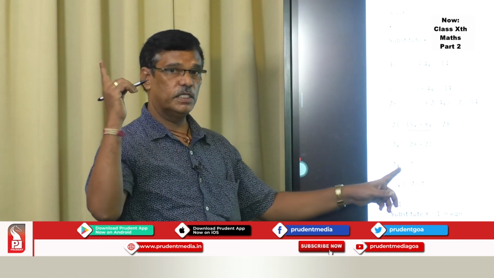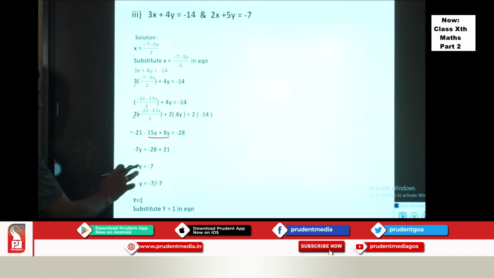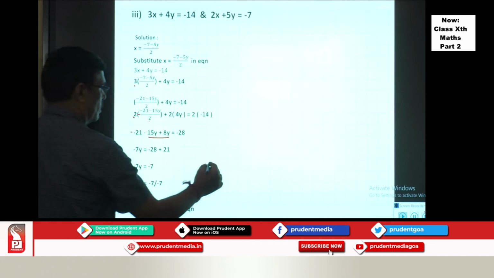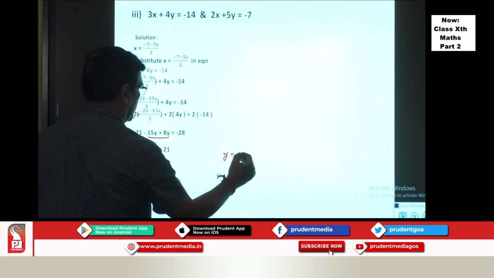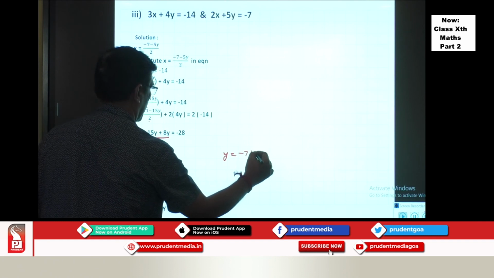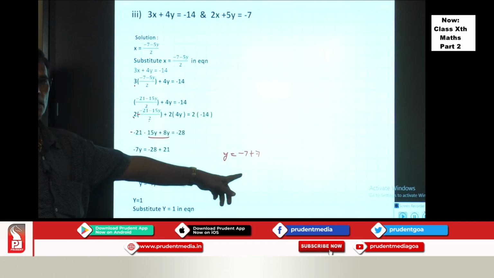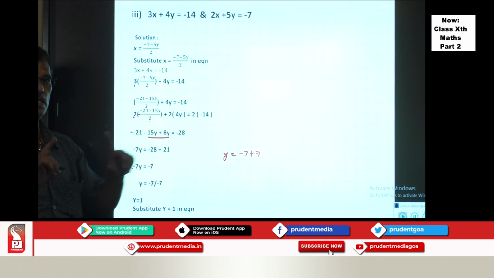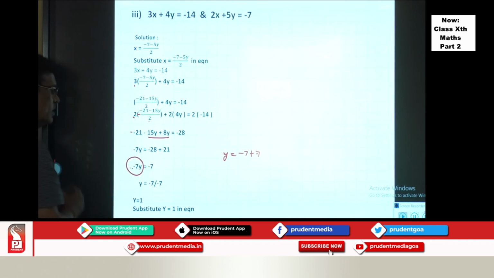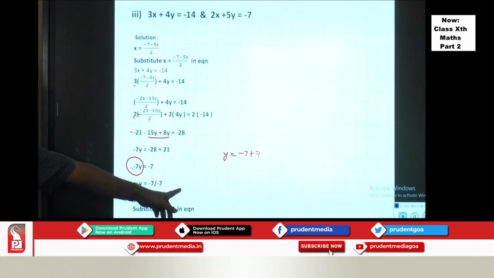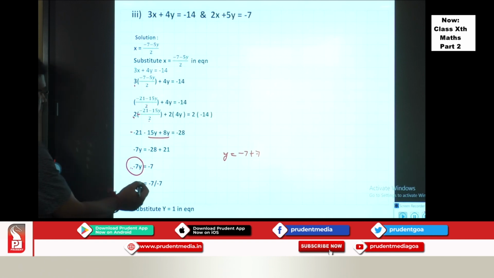Students, one more thing, please keep it in mind. Many times when you are getting a negative term here, most of the time students write y is equal to minus 7 and they are writing plus 7. Why? Because they are shifting this minus 7 to the right hand side and making it plus. It is absolutely wrong. Why? Because this is in multiplication form. So, a multiplied term, when it goes to the right hand side, becomes a division. So, y is equal to minus 7 upon minus 7. So, what we get? y is equal to 1.